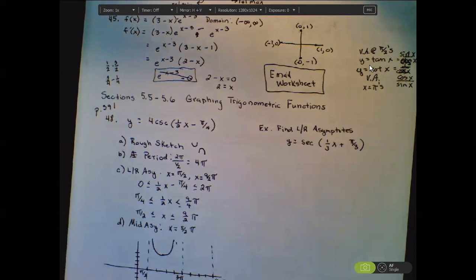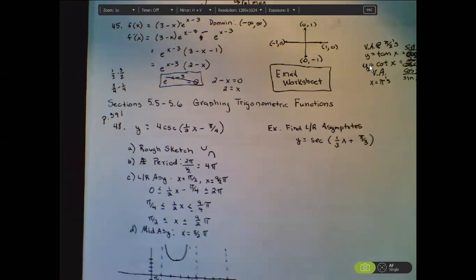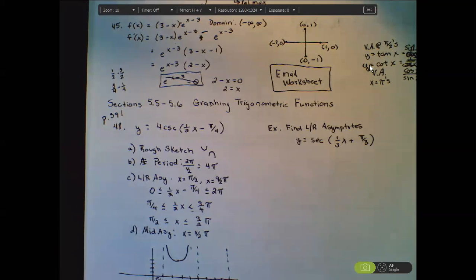Do you not have those notes handy? Do you know what notes I'm talking about? The 5.5, 5.6 notes, we drew all the graphs on the first page. The summary of the graphs was on the bottom of the second page.